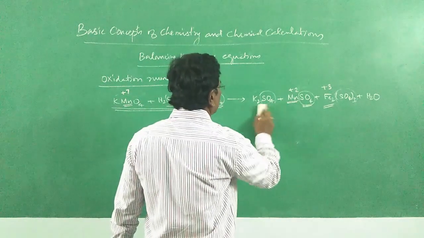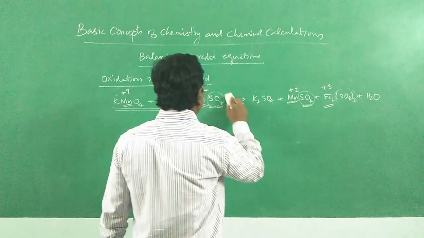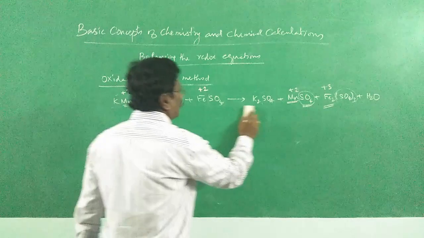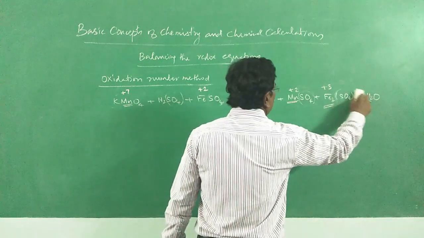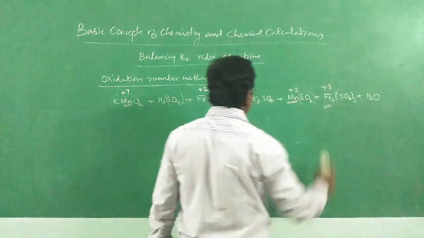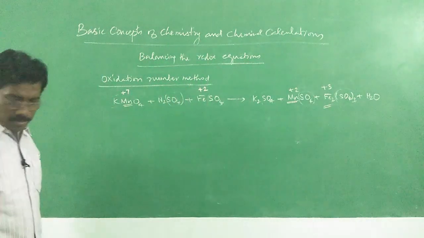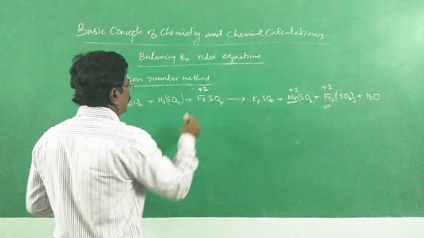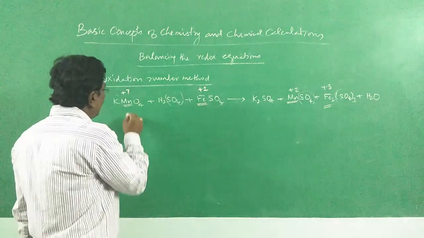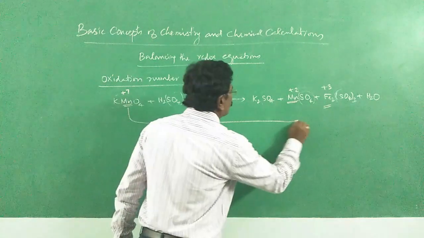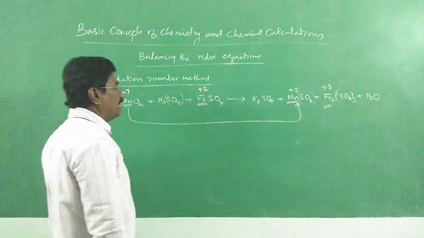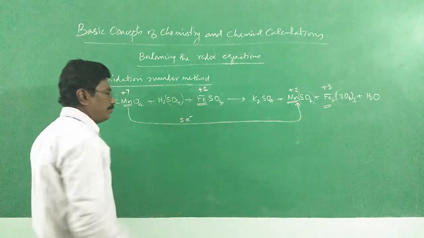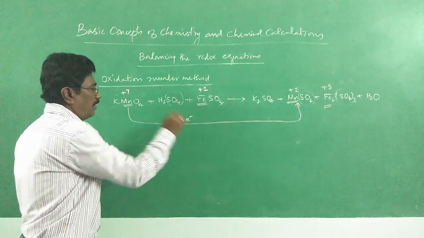Now, we have to balance this equation using oxidation number method. We need not bother about other element or ion, only manganese and iron. Based upon manganese and iron, we are going to balance. How? Manganese gained 5 electrons, that is, it is reduced. Since it is an oxidizing agent, it should be reduced. It gains 5 electrons, plus 5e.